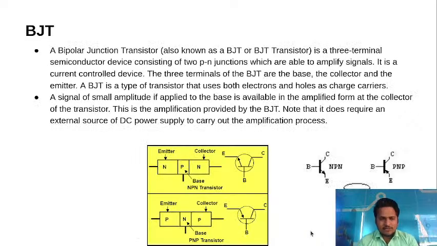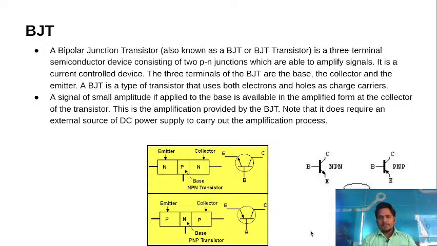Yeah, so as I told, in this video we will be focusing on BJT. So what is a BJT? BJT is a bipolar junction transistor. It is a three-terminal semiconductor device consisting of two PN junctions. We have already learned about the PN junction in my last video on diodes, and these junctions are able to amplify signals. It is a current control device, so we can control currents using a BJT, and FET is a voltage control device which we will cover in the next part of the video.